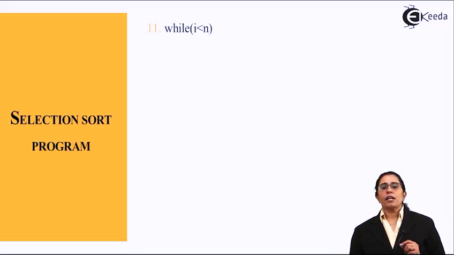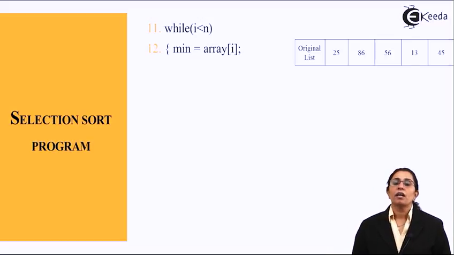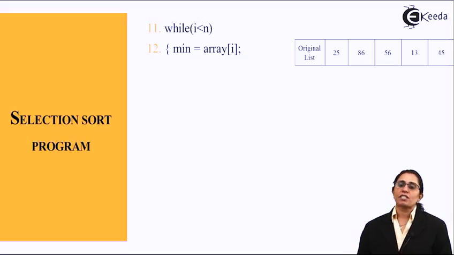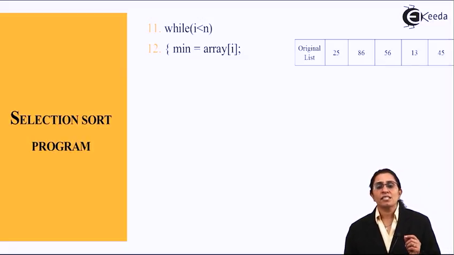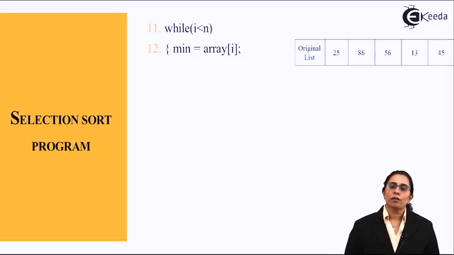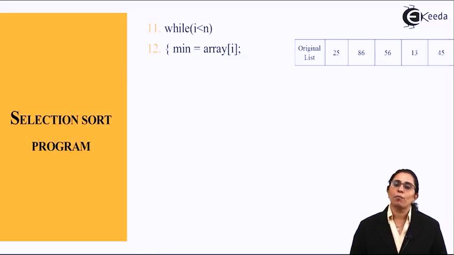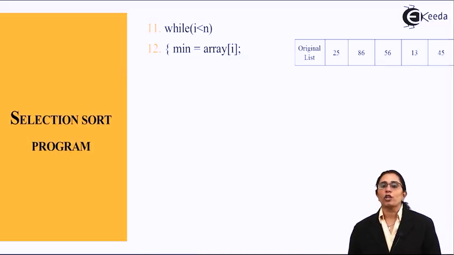Now the first element of the array, that is the original list as seen over here, is 25, 86, 56, 13 and 45. What we've already done in the previous example, the first element of the array is assigned to the variable min. As i has a value of 0, array of i, that is array of 0 at the 0th location, is assigned to the variable min. So my min gets the value of 25.